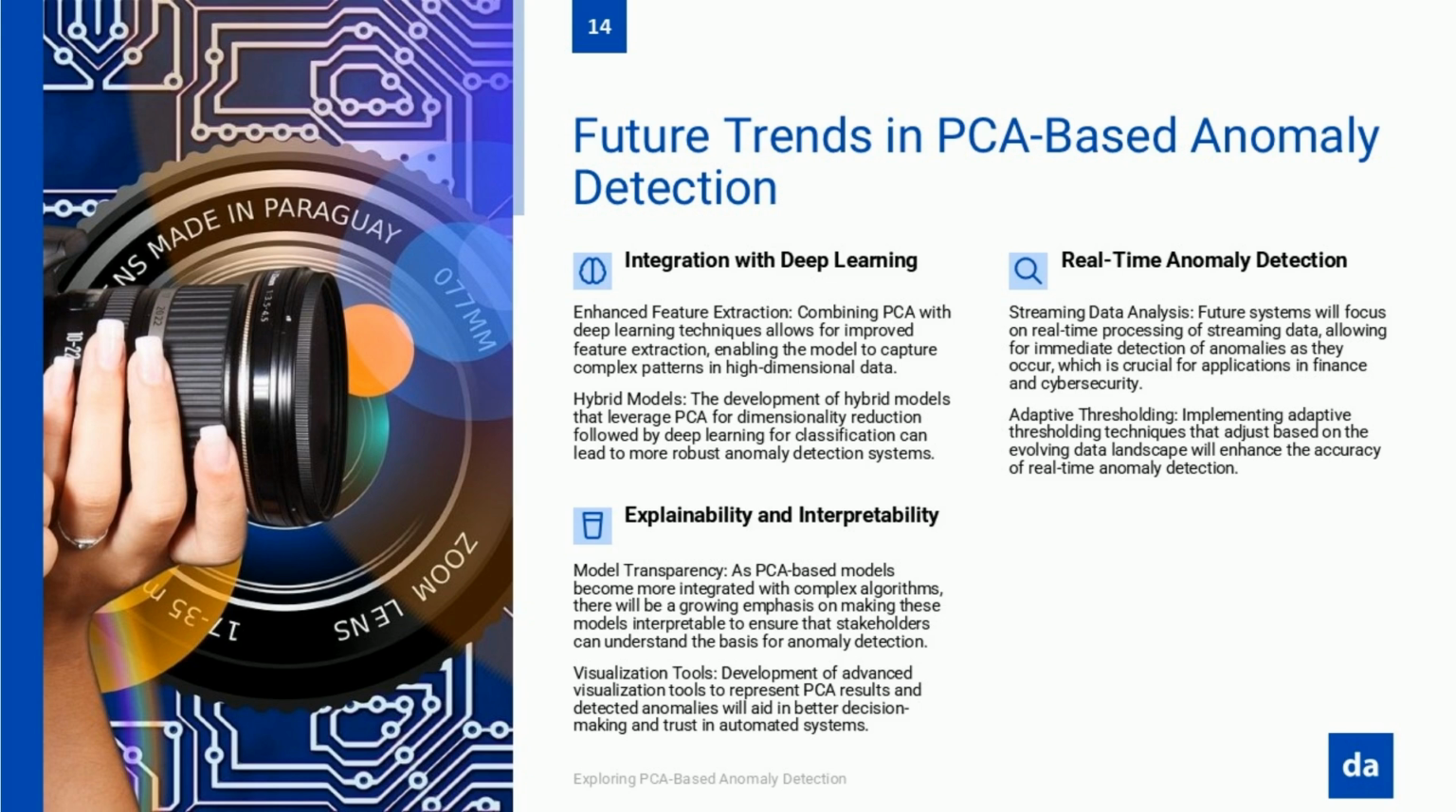Another exciting development is real-time anomaly detection. Many industries, such as finance, network security, and industrial monitoring, require anomalies to be detected within milliseconds to prevent fraud, cyber attacks, or equipment failures. Traditional PCA can be slow when applied to massive datasets, but advancements in incremental PCA and streaming PCA allow models to update dynamically as new data arrives. This ensures that anomaly detection systems remain adaptive and responsive without needing constant retraining.